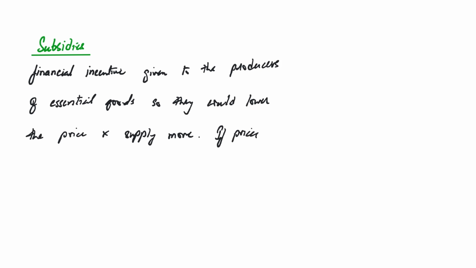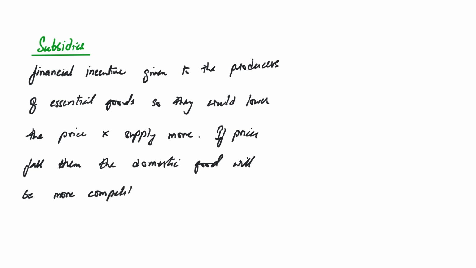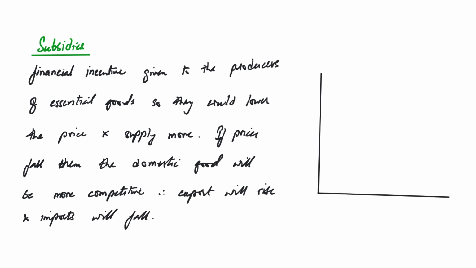If prices fall, then the domestic good will be more competitive, therefore exports will rise and imports will fall. As far as the diagram goes, normal तुमको subsidy का diagram बनाना है इसके अंदर, with your demand and your supply, with your equilibrium.